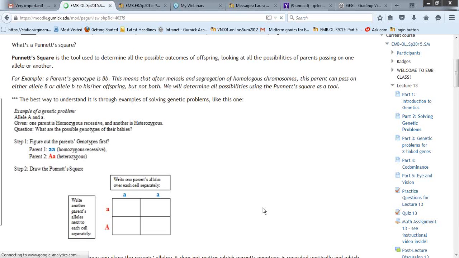Step 3 would be to interpret the results, meaning translate the genotypes that you're going to see in the Punnett square. These are the genotypes of the babies, of the offspring. So translate the genotypes of the offspring into the phenotypes. So figure out what the phenotypes would be based on these genotypes.